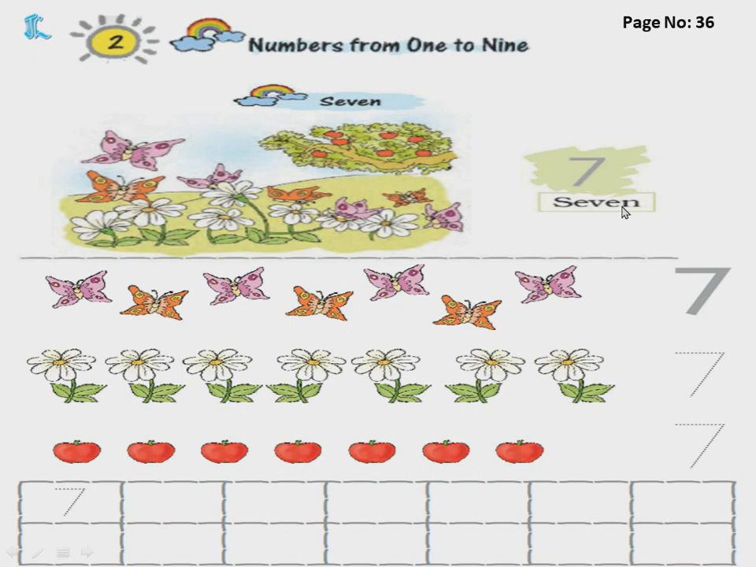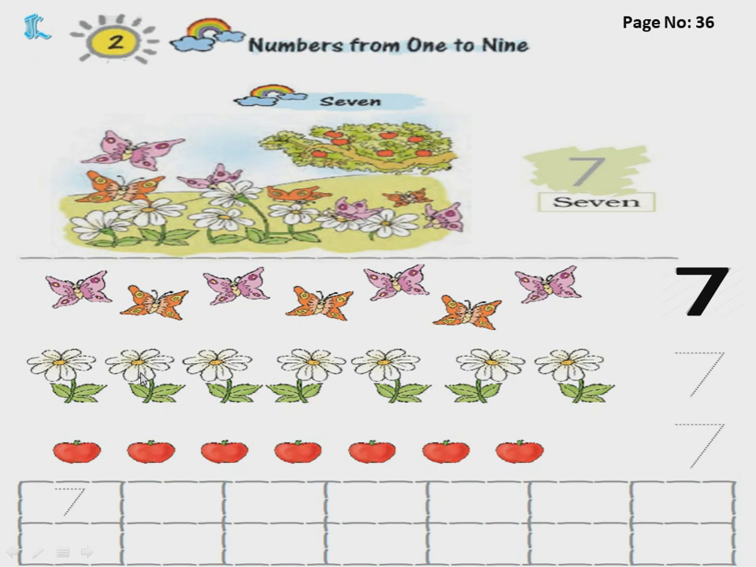S-E-V-E-N, 7. So let's see how to write 7. A sleeping line, then a slanting line. Count the number of butterflies. 1, 2, 3, 4, 5, 6, 7.